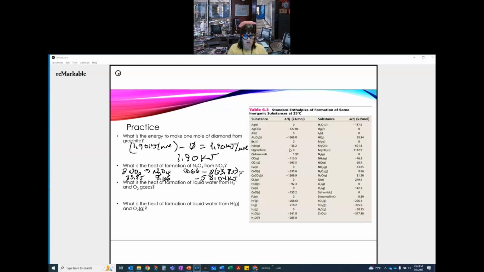What is the heat of formation of liquid water from H2 and O2 gases? So I'm going to take H2 gas plus O2 gas and make some H2O liquid. My H2O liquid, if I look over here, is negative 285.8.